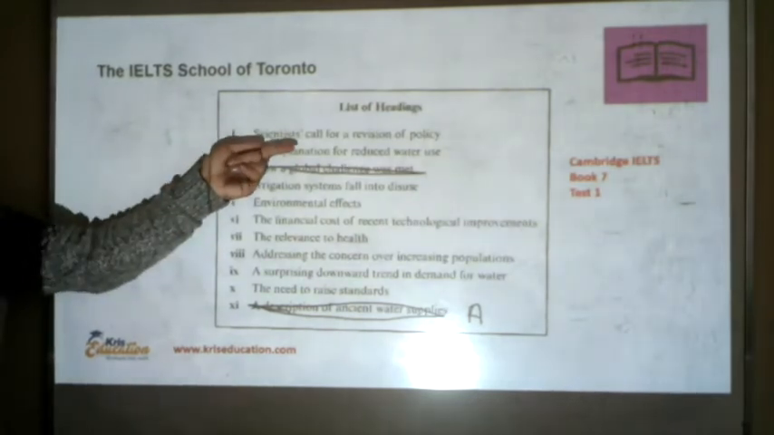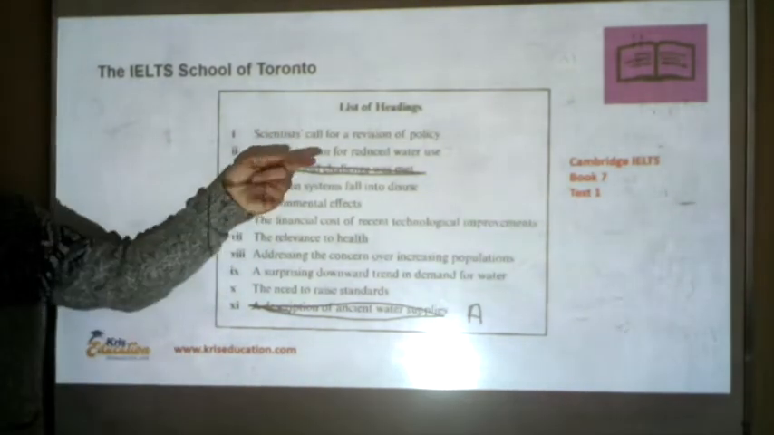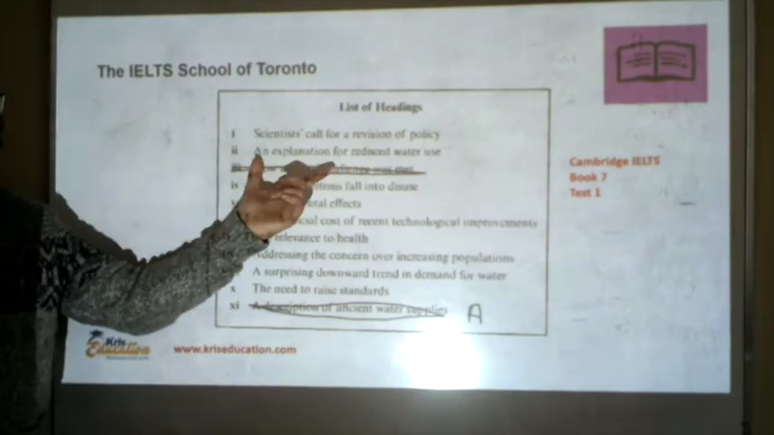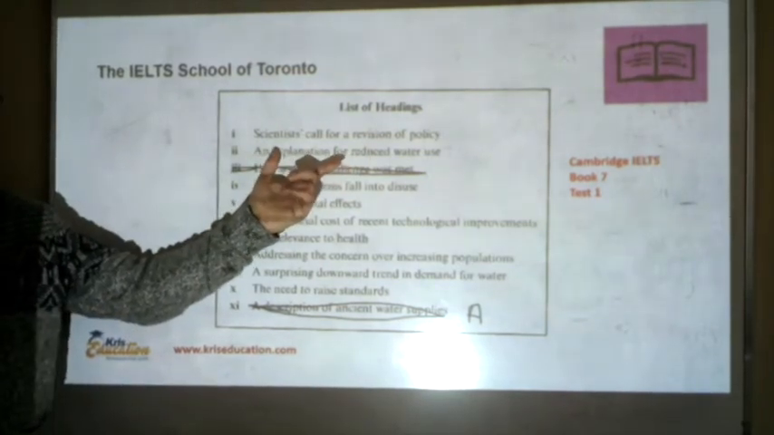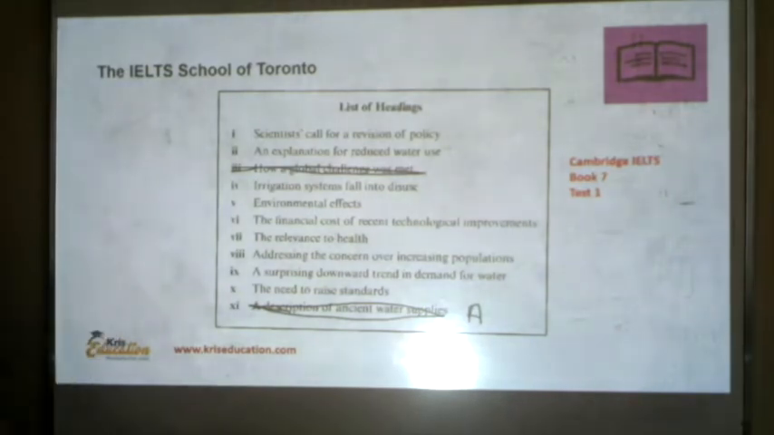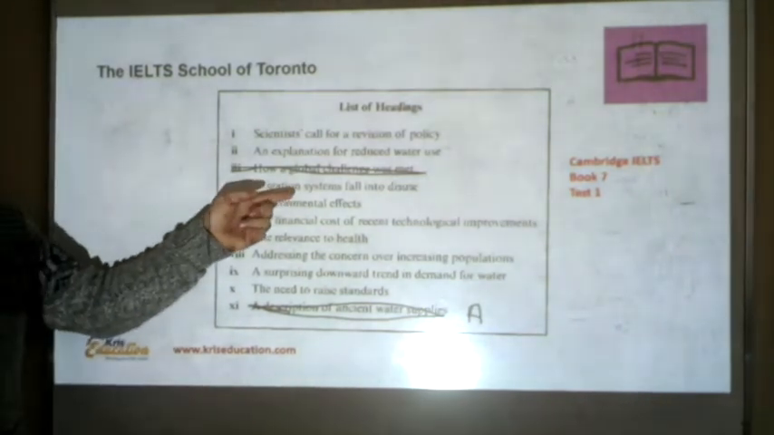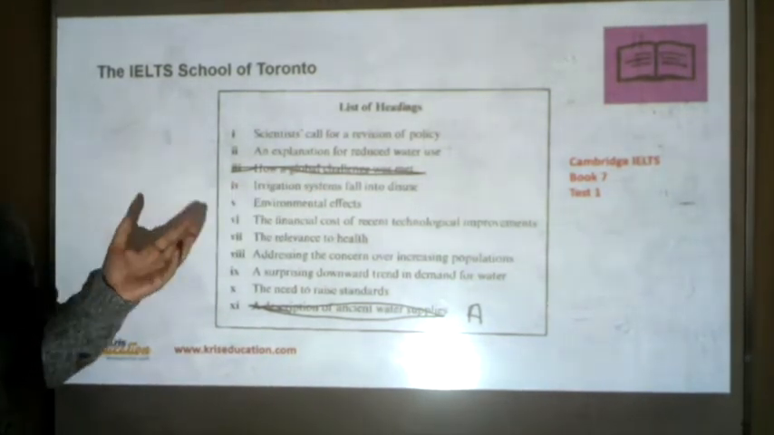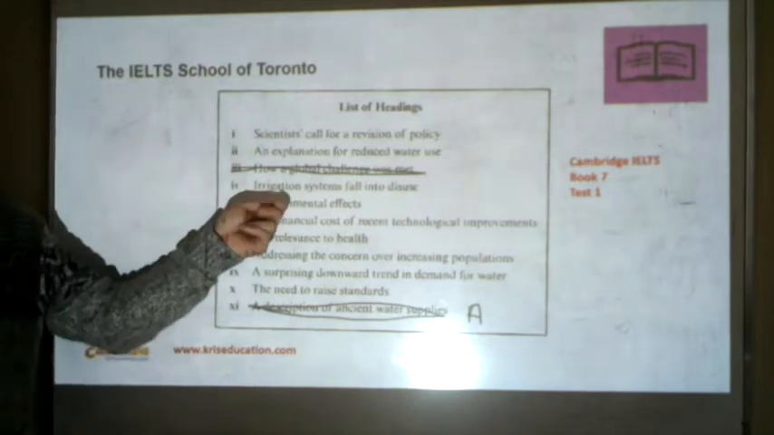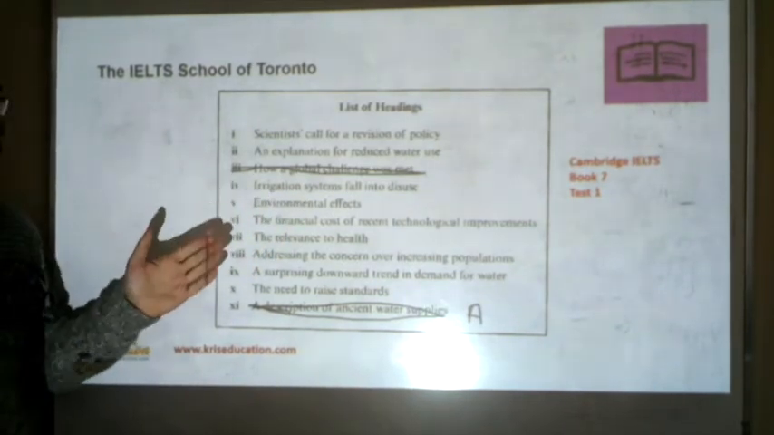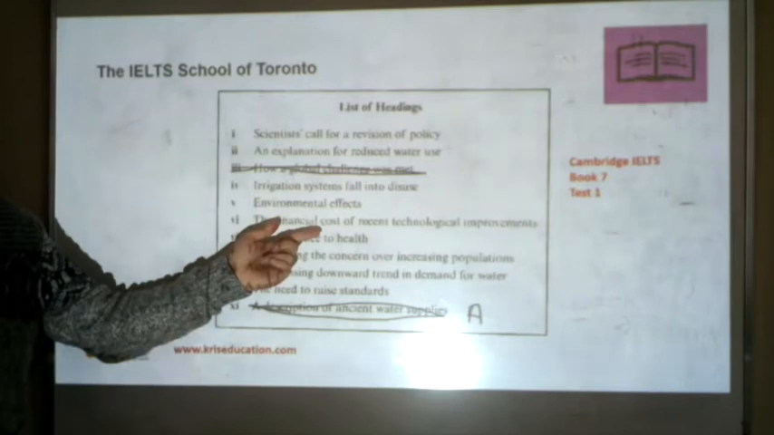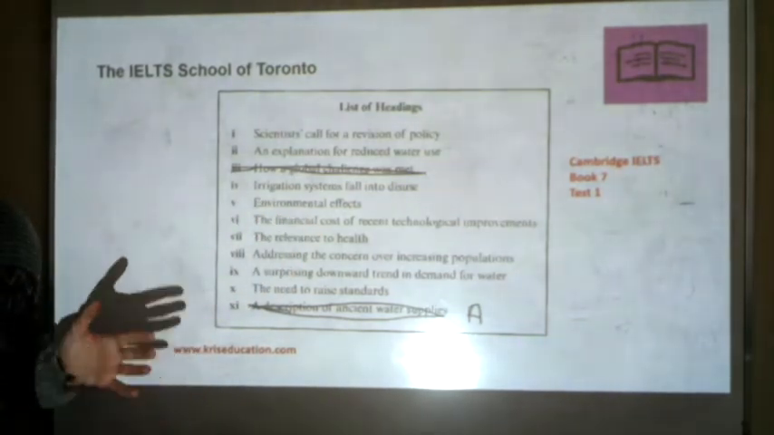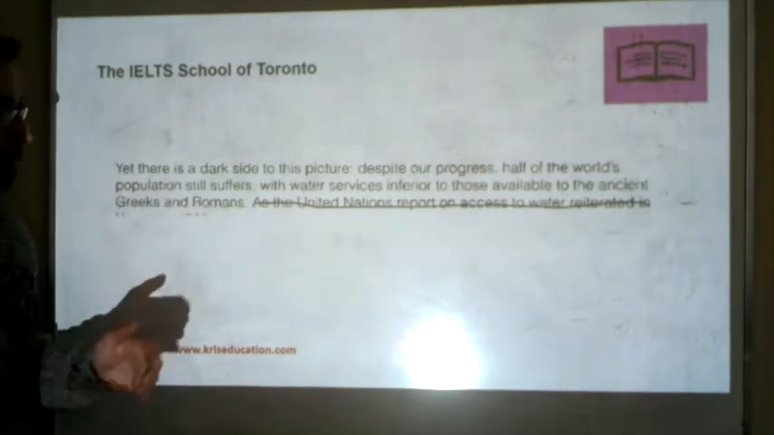Is this sentence talking about scientists? No, people suffer. Is it talking about an explanation for reduced water? Again, no. Is it talking about irrigation systems? Nothing. People suffer. Environmental effects? No. People suffer. Financial cost? Nothing. Again, this sentence is simply telling you people suffer.